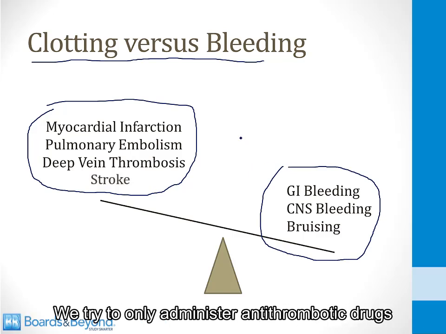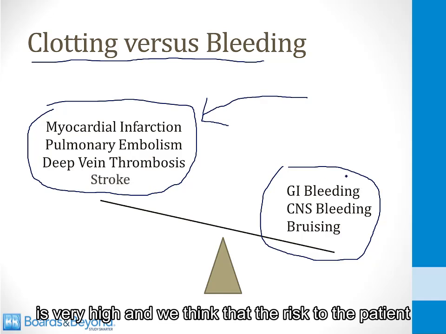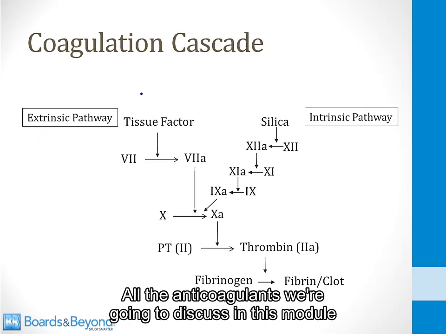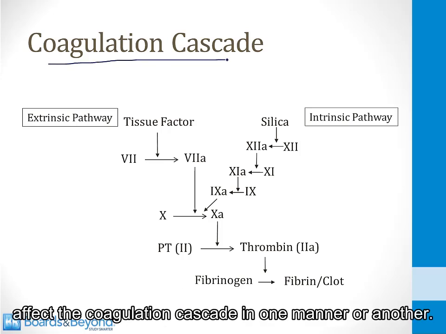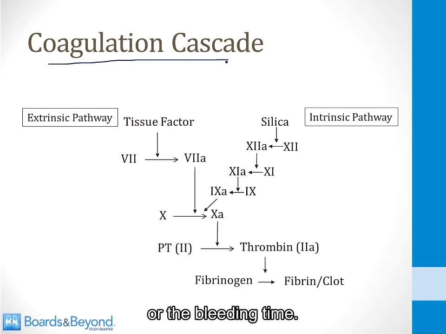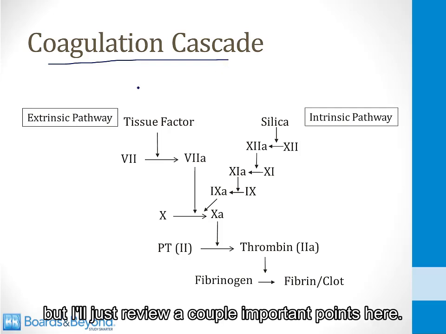We try to only administer antithrombotic drugs when we think the risk of one of these disease processes is very high, and we think that the risk to the patient of bleeding is lower than the risk from the disease. All of the anticoagulants we're going to discuss in this module affect the coagulation cascade in one manner or another. They generally don't affect platelets or the bleeding time. I talk about coagulation in detail in another module, but I'll just review a couple important points here.